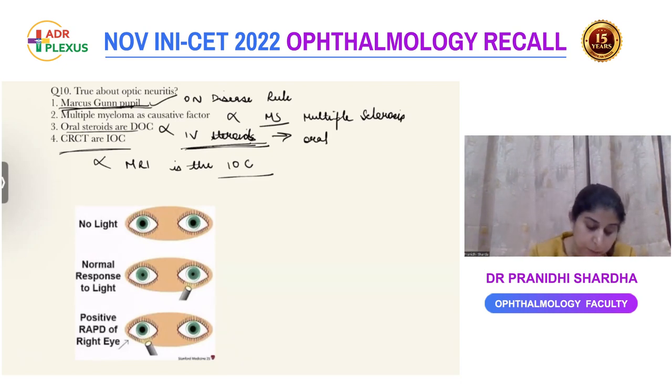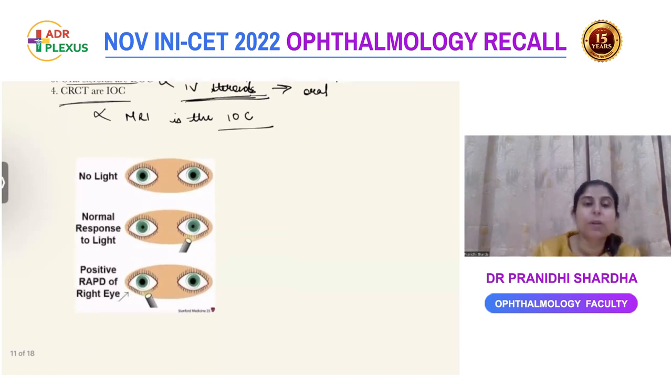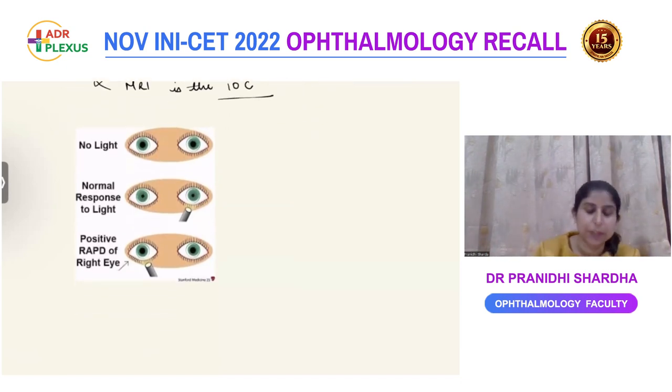And Marcus Gunn pupil or the RAPD is the rule in any kind of optic nerve disease. This is an image showing the RAPD. When there is a positive RAPD, the pupil gets dilated when we show the light, and that is the RAPD, which is the rule in optic nerve diseases.